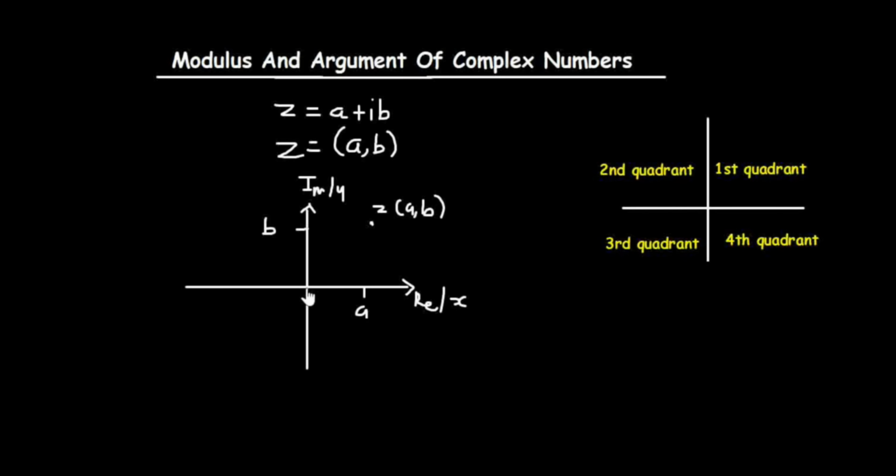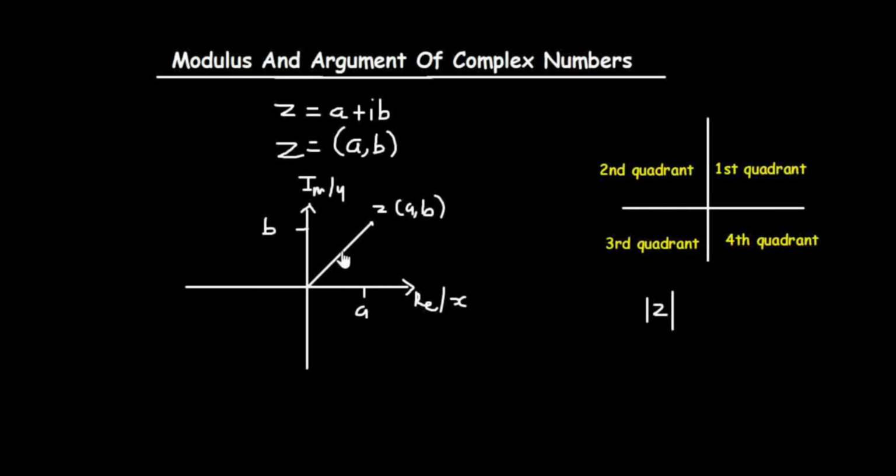When you look at it, the distance from the origin here to the point of plot of z is known as the modulus of z, normally represented with the symbol of the absolute value of z. This is the modulus of z, which is the distance from the origin to the point of plot of the complex number z.